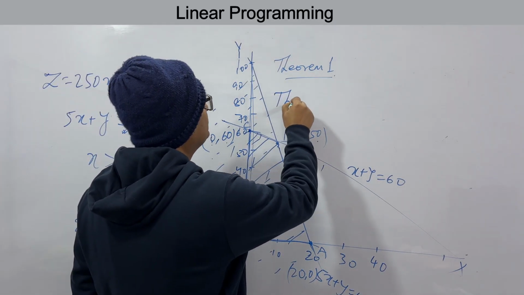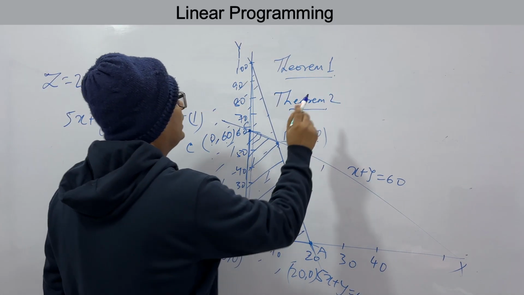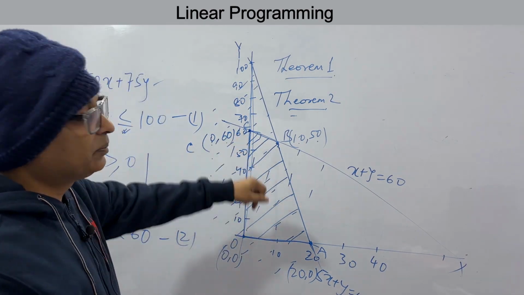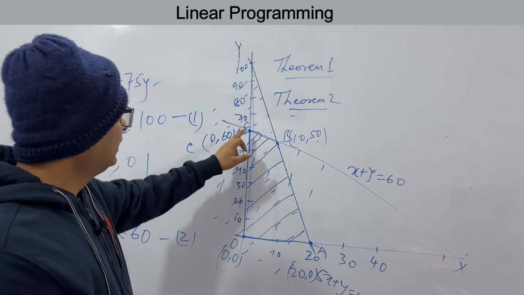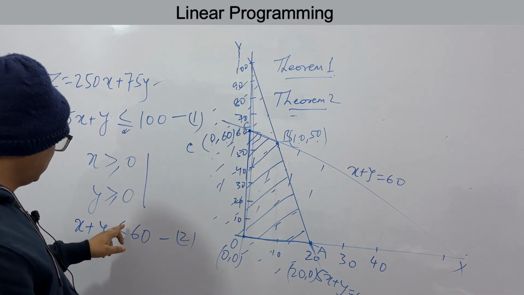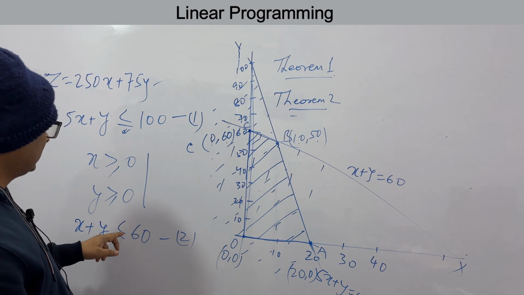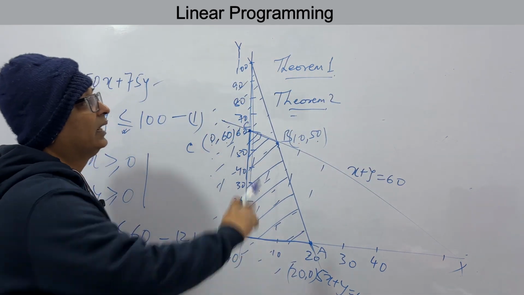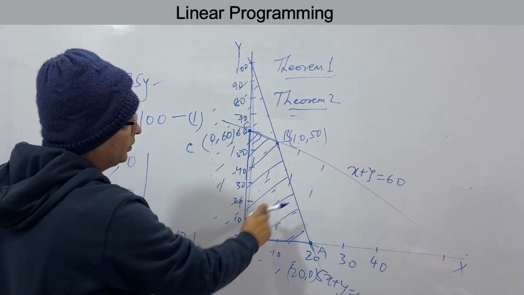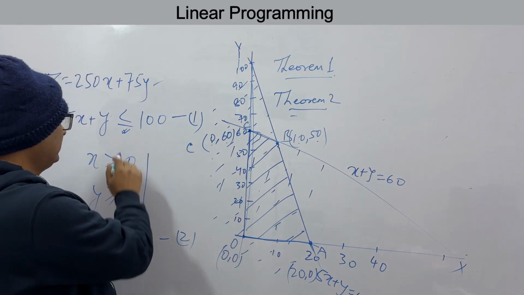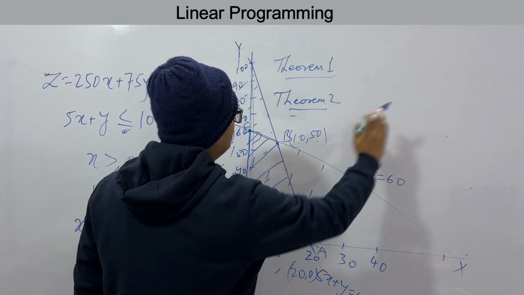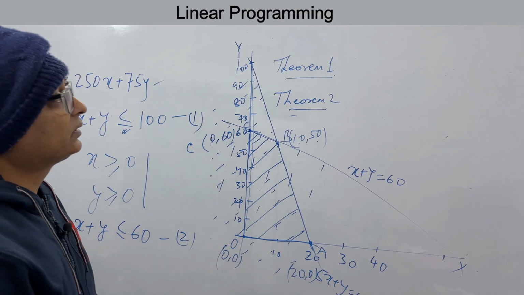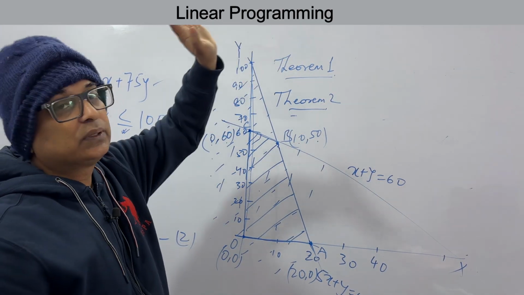Second theorem says that there are 2 possibilities. Either we can have a bounded feasible region like this. This is bounded, see. Otherwise, if this was greater than or equal to 0 and this greater than or equal to 100 and this was also greater than or equal to 100, then this part would have been the feasible solution, and this was unbounded. This is bounded. If instead of the less than sign, this was a greater than sign, then above this and above this, this particular area would have been the feasible solution, and that was unbounded. That is, the limit was not bounded.